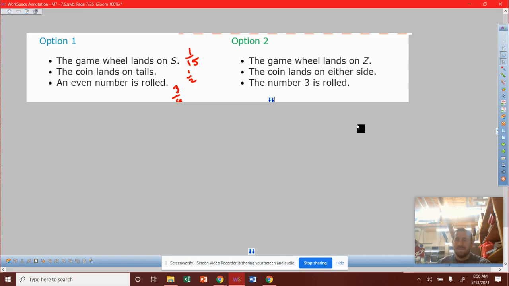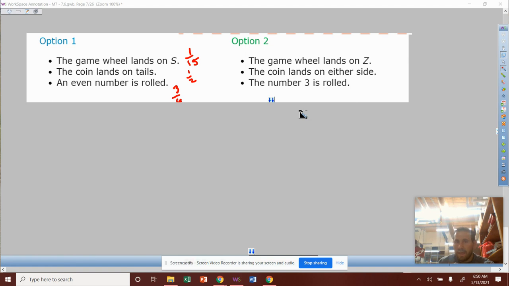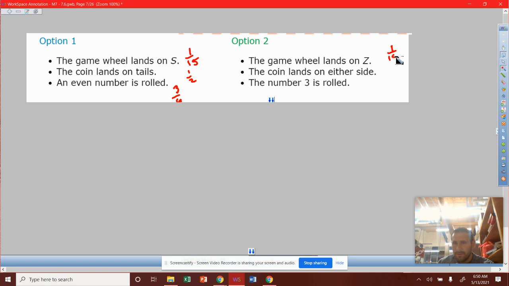Now, the other option is that the game wheel lands on a Z. That's a 1 out of 15 chance. The coin lands on either side. So that's a 2 out of 2 chance. 100% that's going to work, right? That's going to happen. And then the number 3 is rolled. So there's only one 3 on the 6-sided die. So looking at those likelihoods, which one is most likely to happen?